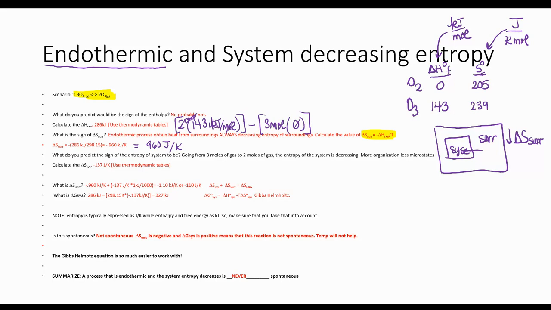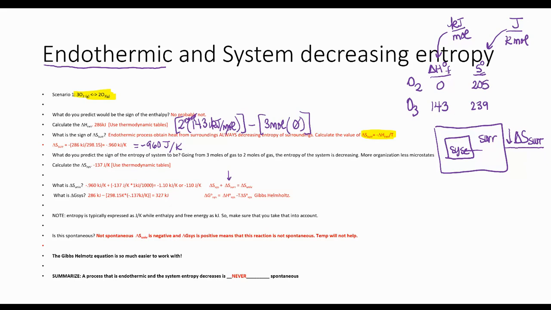Okay, so if we take a look at that, what we're looking at is the idea that this is negative, and it's not a surprise because always endothermic processes are accompanied by a decrease in the entropy of the surroundings. Okay, now let's talk about the system. So we have the surroundings done. So this part here is done.